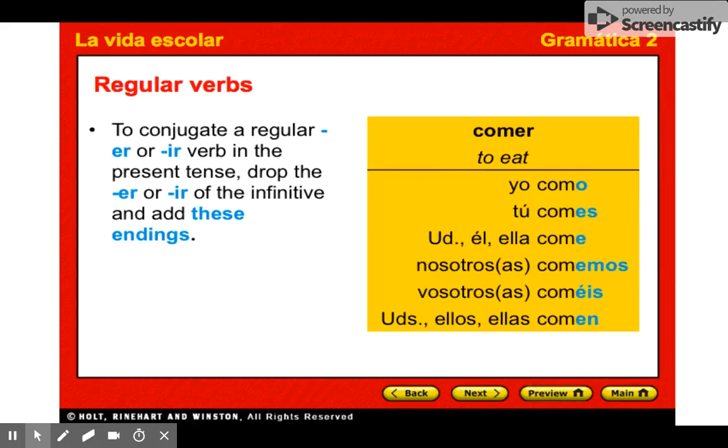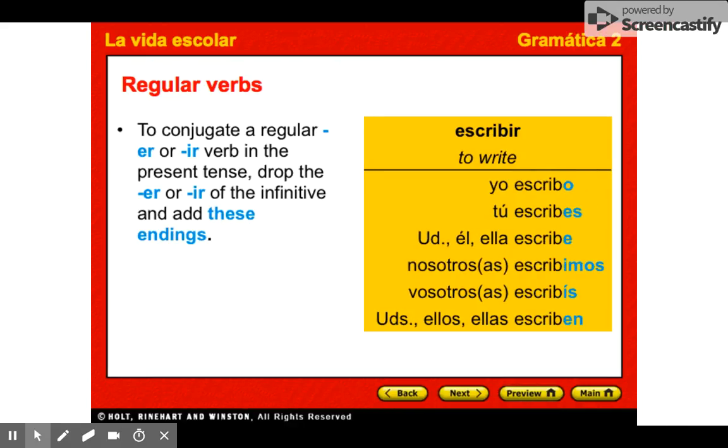So to start with, just a quick review of an ER verb. Just like AR verbs, you have to take off the ending, the ER, and add the appropriate ending. So with yo, that's an O, with tú, that's an ES. For he and she, that's an E. For we, it's an EMOS. And for they, or you guys, it's an EN. Just like the AR verbs, except it's an E instead of an A.